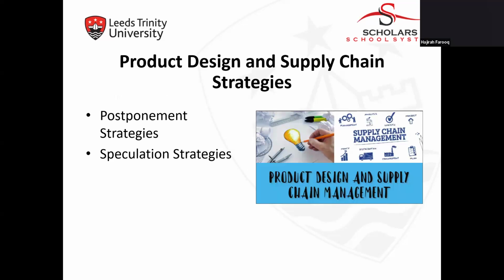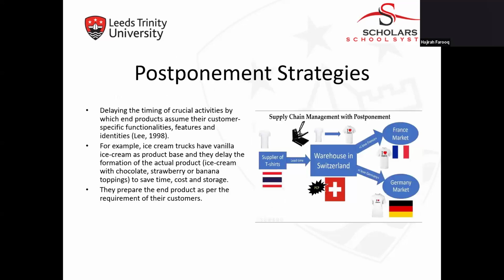Then we discuss the product design and supply chain strategies. For example, the postponement strategies and speculation strategies. So the postponement strategy is when the timing of crucial activities is delayed, by which end products assume their customer-specific functionalities, features, and identities. For example, ice cream trucks have vanilla ice cream as product base, and they delay the formation of the actual product, which is the ice cream with chocolate, strawberry, and banana toppings, to save cost and time and storage. They prepare the end product as per the requirement of the customers. This is known as the postponement strategy.